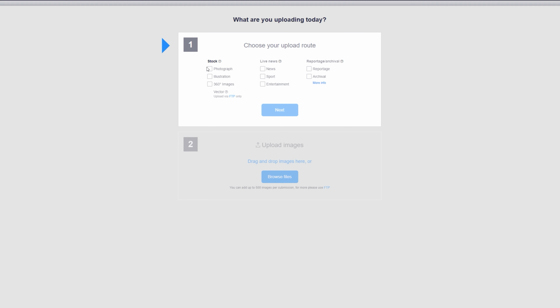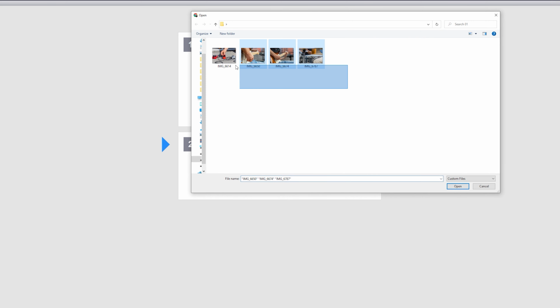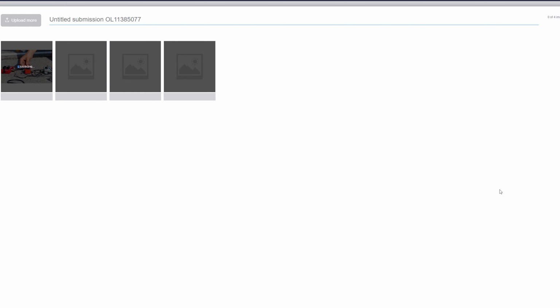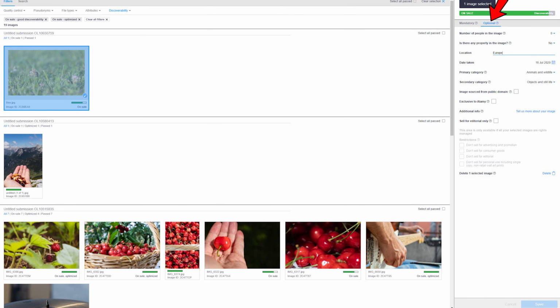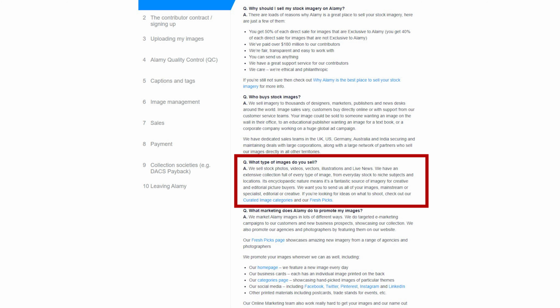Next is Alamy. Alamy is also very simple to use, and what I like about it is that you can upload images first and after they are accepted, you can fill up the necessary information. So you don't lose any time keywording images that will be rejected at the end. Keywording in terms of speed and layout is similar to Adobe Stock. You can also choose up to 10 most important keywords, but if you want, you can add more information in the optional tab. You can upload stock photos, videos, vectors, illustrations, and live news photos.